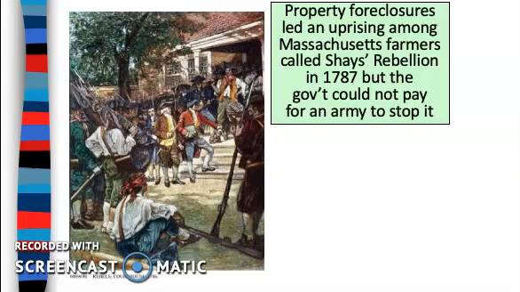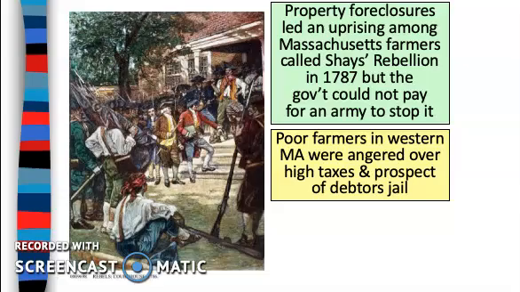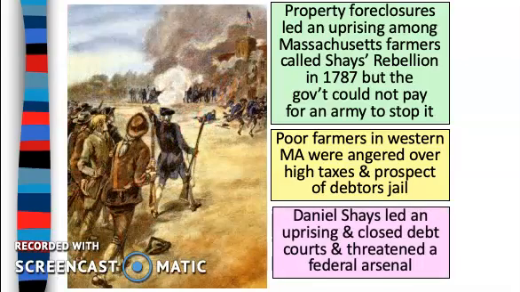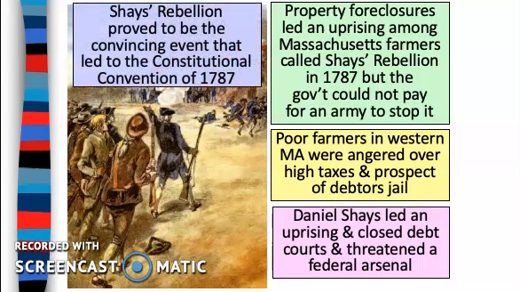Led by a man named Daniel Shays, they led what was called Shays Rebellion in 1787, and the government could not pay for an army to stop it. Once again, caused by debt courts, they started to threaten the federal arsenal. Even though it was a small rebellion, only about 2,000 farmers in western Massachusetts, Shays Rebellion proves to be the convincing event that leads to the Constitutional Convention in 1787.